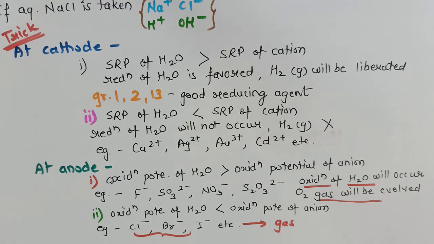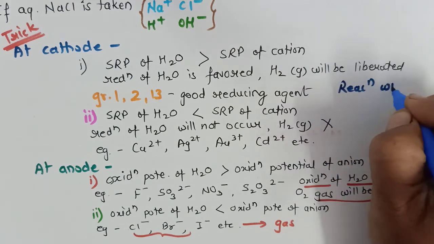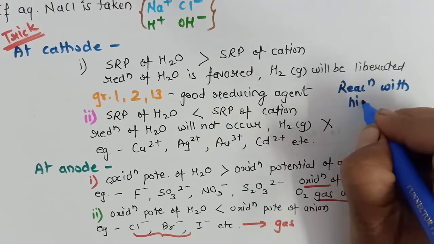In one go, I can say that at the cathode that reaction will be favored which has higher SRP.